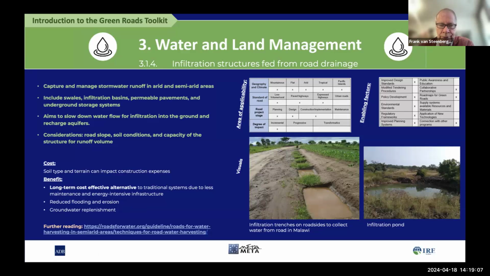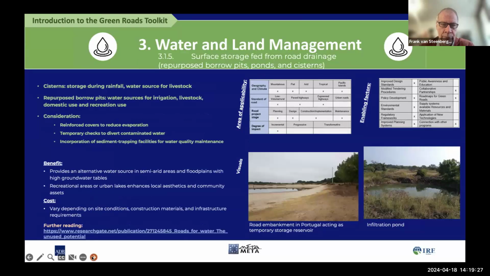And of course, the slope, the soil conditions, the permeability are all important factors. But it basically allows you to get rid of the water that's running along the road in a beneficial way. This is just another example. We can also have the water go to surface storages, to open ponds.